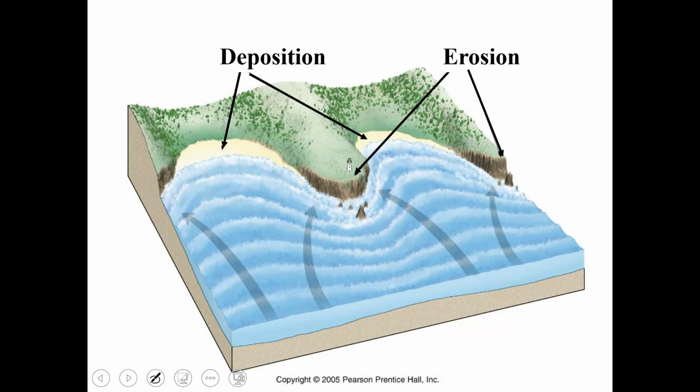As a result, we have an increased amount of erosion. We are literally focusing energy on the headlands, and we are dispersing the energy, and therefore we are causing deposition in the bays, and that's simply because of a longshore difference in the wave energy and in the sediment budget.